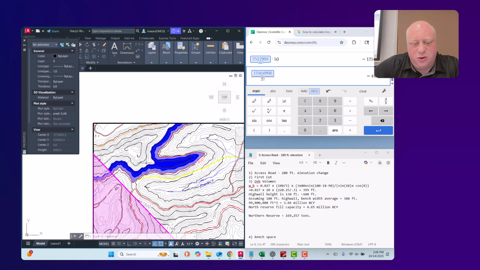So we've got the northern portion of the reserves. We know how much we have to remove. We know how much storage space there is in here to get this back to grade. And we know our surface recoverable reserves. We calculated, based on that area, almost 170,000 tons, right?